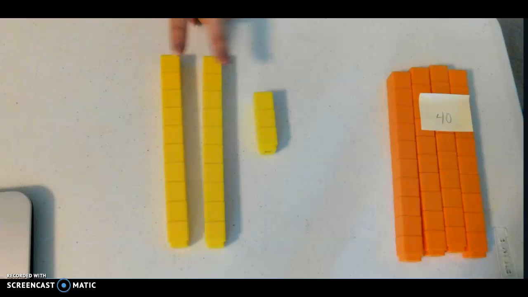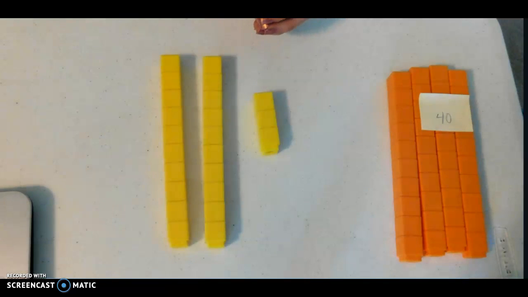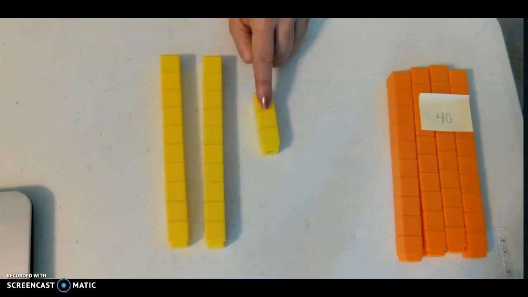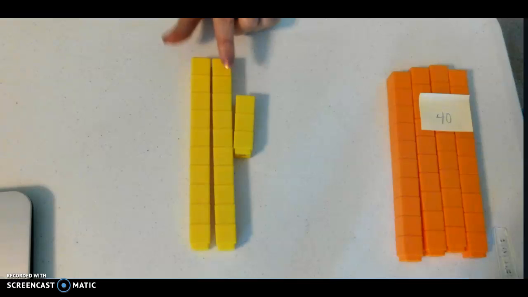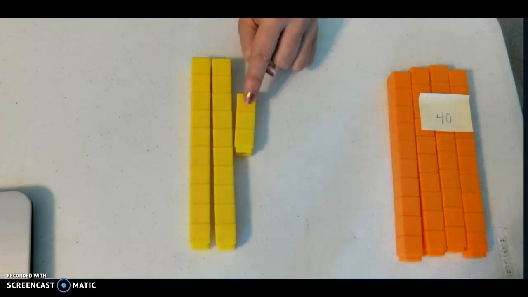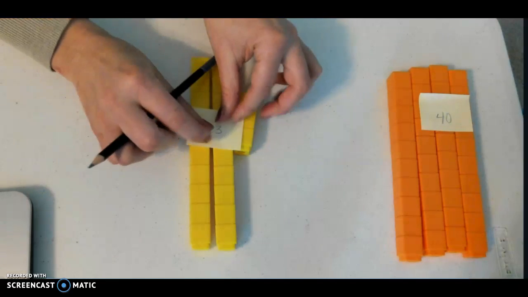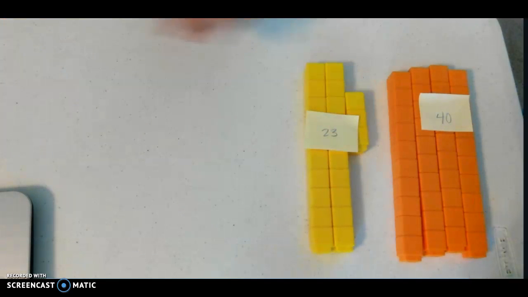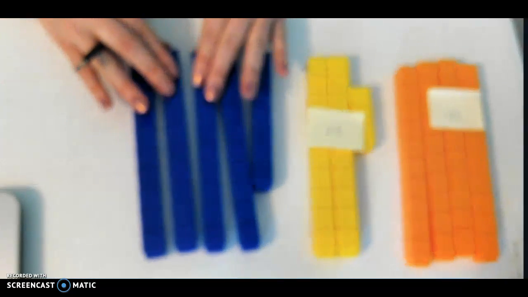I have 2 full groups of 10, but then I have a partial group of 10. We call those ones or singles. So think for a minute, how many yellow cubes do you see in my group? 10, 20, 21, 22, 23. So let's make a note and label those guys and scoot them over. All right, and here's our last group. I'll spread them out a little bit for you to pause and count.